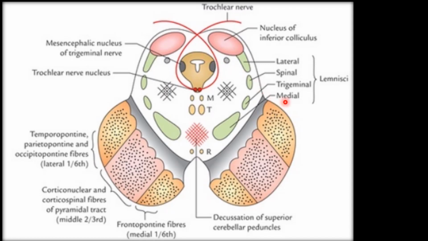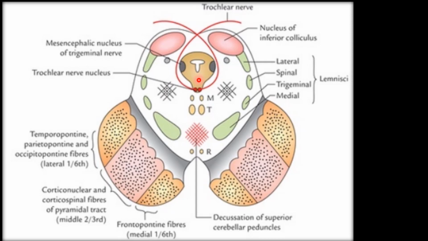Now look at the central gray matter first. This is the cerebral aqueduct of Sylvius. Surrounding it we see the gray matter. Amongst the gray matter here, the one of most importance is the nucleus of trochlear nerve. This is the nucleus of trochlear nerve. It is situated anteriorly. Then the next nucleus of importance is the mesencephalic nucleus of trigeminal nerve.